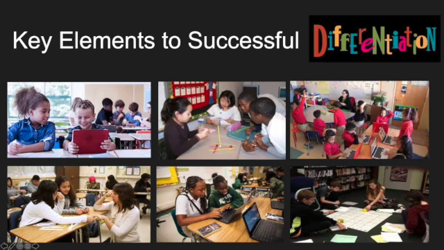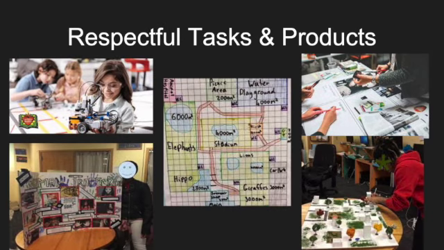The key elements to successful differentiation are respectful tasks, flexible grouping, and ongoing assessments. Respectful tasks and products are designed to ensure that each student's work is interesting and engaging, as well as providing them an opportunity to grapple with new concepts and information. These respectful tasks are thought of as the products in planning your differentiated lesson.